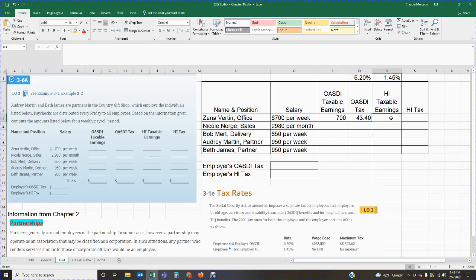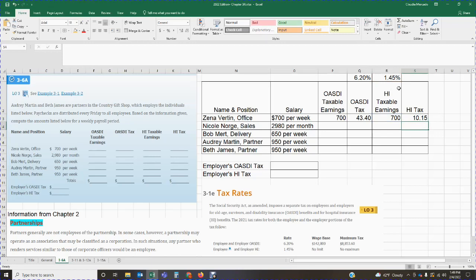How much of the earnings of the week are taxable for HI purposes? Okay, so that would be $700. My HI tax will be the $700 times the 1.45%, and that will give me $10.15.